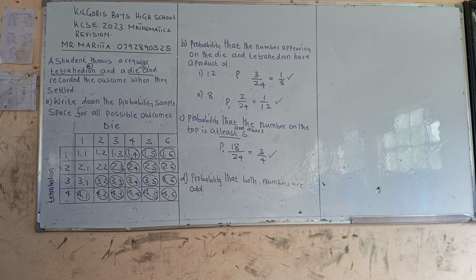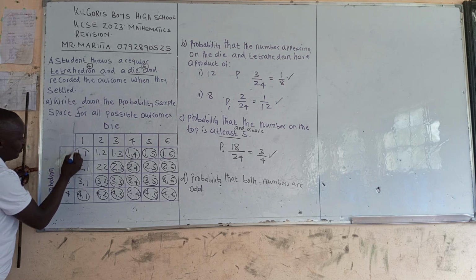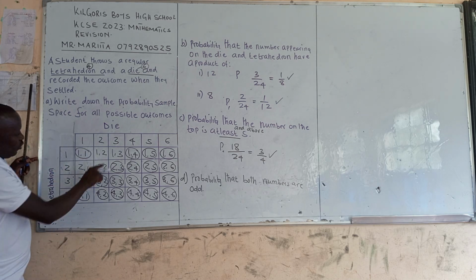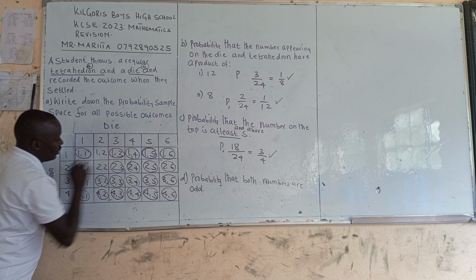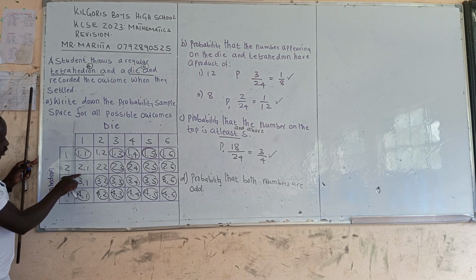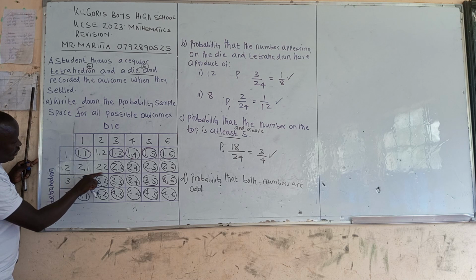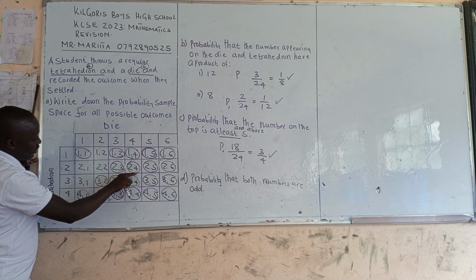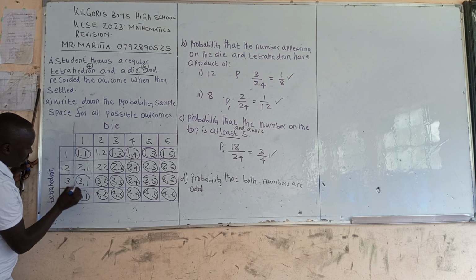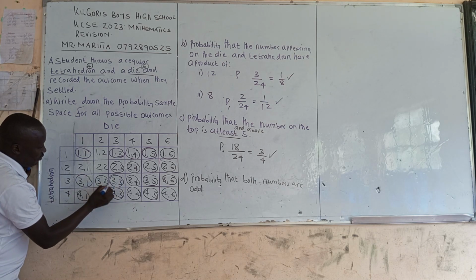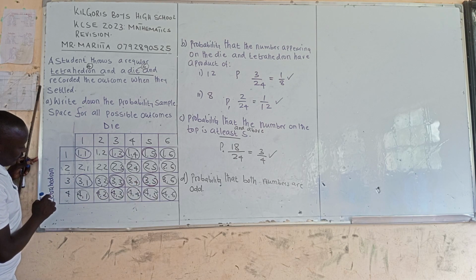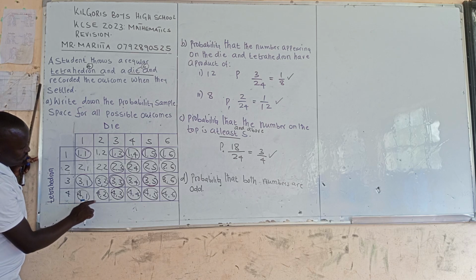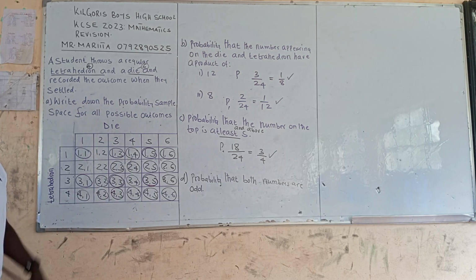So both numbers are odd: 1 and 1, so we have this is 1. 1 is an odd number. Then we have 1 and 3, this one is 2. 1 and 5, so we have 3. Then we have 3 and 1, this is 4. Then we have 5, 3 and 3. Then we have 6, which is 3 and 5. So we have only 6 numbers.